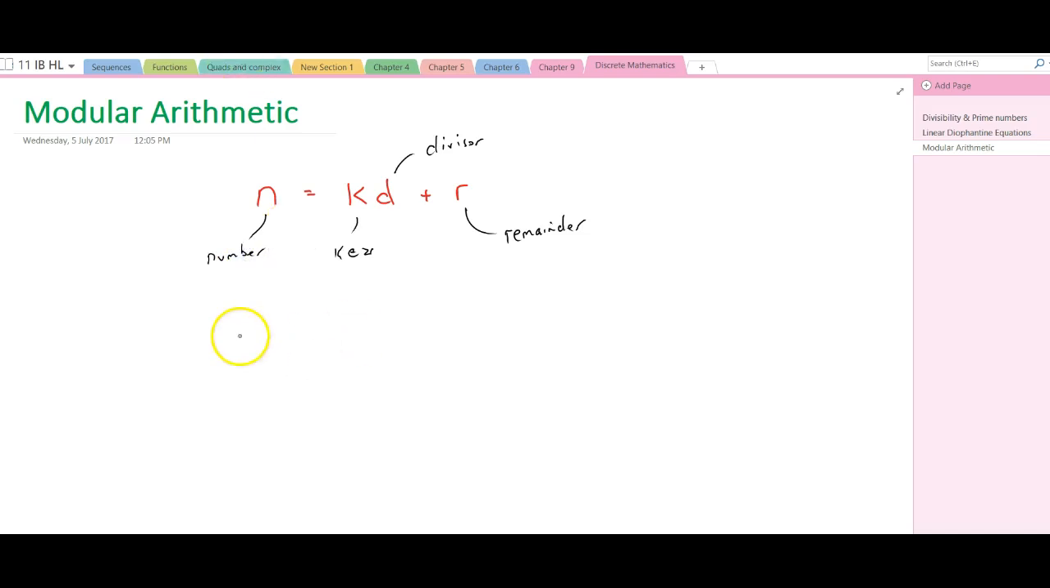So for example, we could say that 20, if we divided by 6, would be equal to 3 times 6 plus 2. So my k is 3, my divisor is 6, and my remainder is 2. In modular arithmetic, we can write this as 20 is equal to 2 in modulo 6. So when divided by 6, there is a remainder of 2. We're not so worried about this k. We're really interested in just what's left over after the division.